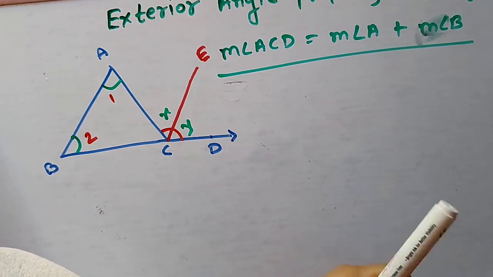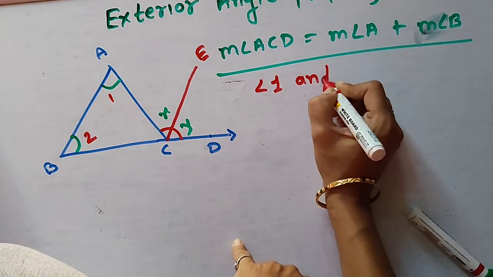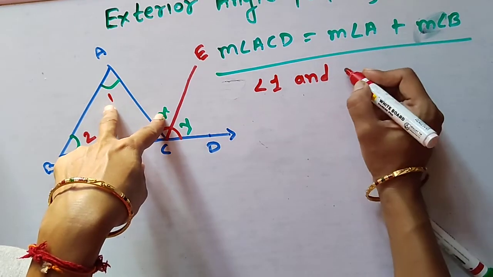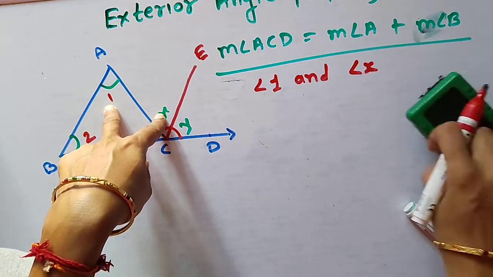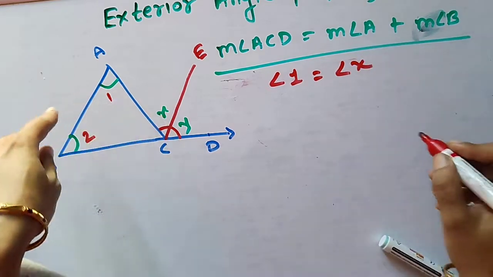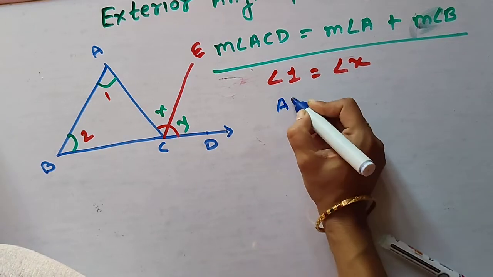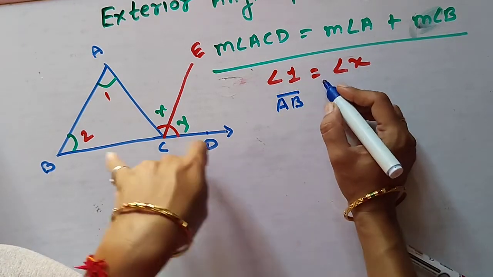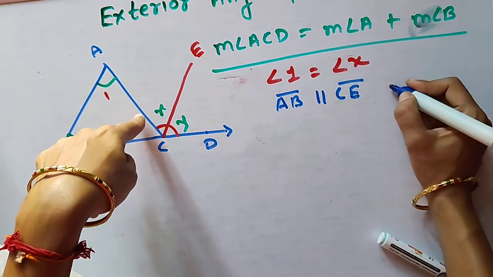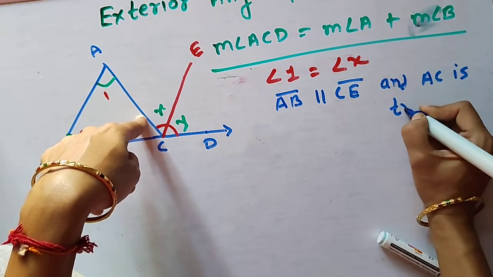Now we write the steps. Angle 1 and angle X, both are equal. Why? Because line segment AB is parallel to CE, and AC is a transversal.